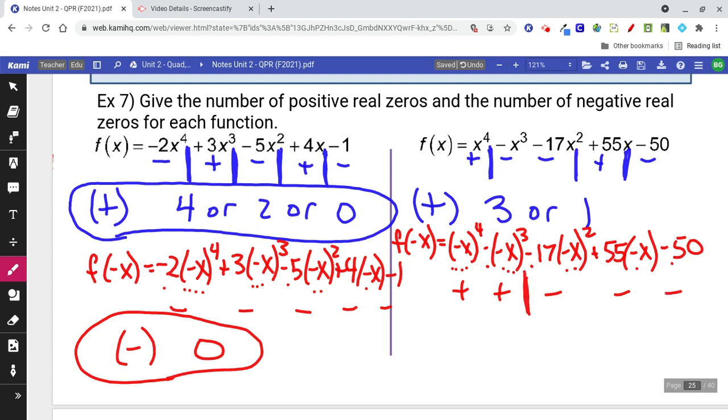I only see 1 sign change right there. It goes from positive to negative right there. It changes. So the number of negative real zeros is 1.